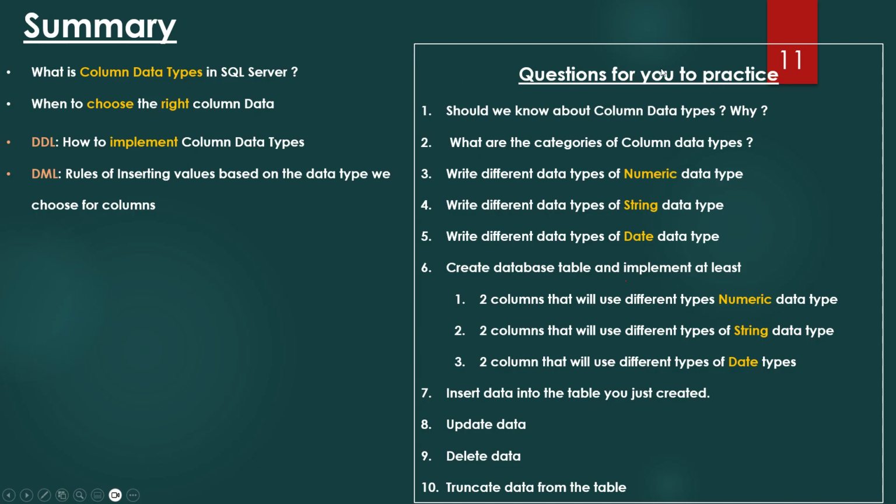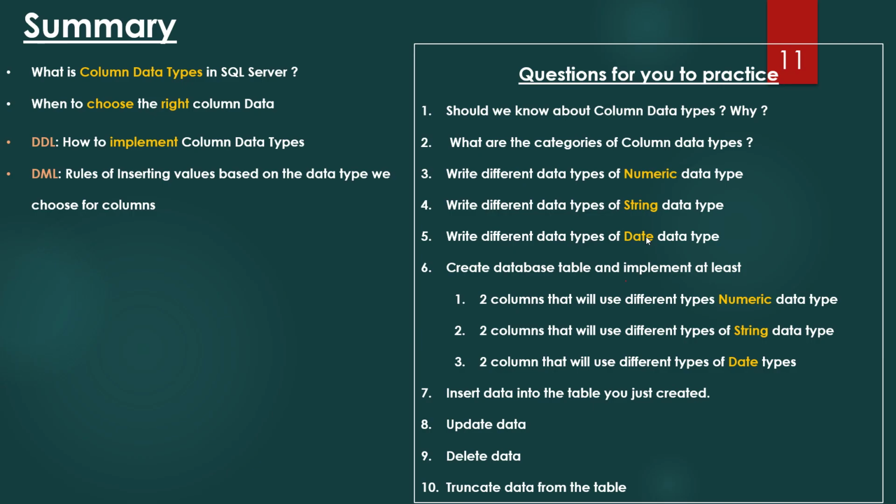So my question for you to practice here. Should we know about the column data types? Why? If so, answer the second question. What are the categories of column data types? I want you to focus on the top three, but if you have time, you're welcome to study the other ones. Write different data types of numeric data types. Write different data types of strings and also date data types.